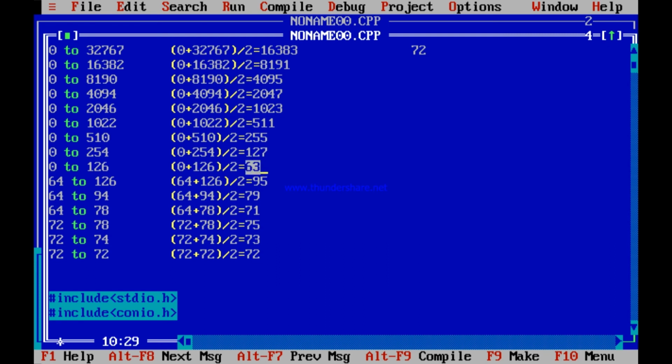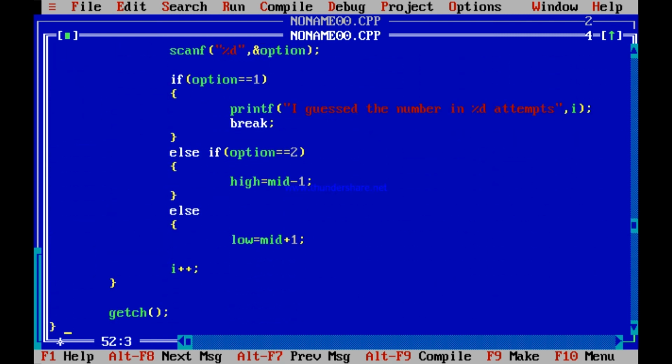1 if yes, 2 if lesser than that, 3 if greater than that. The number is 72, greater than that. So the user will press 3. If the user presses 3, what do you need to do? You change the low to mid plus 1. Mid is 63, so the low is changed to mid plus 1, 64. So low is equal to mid plus 1.